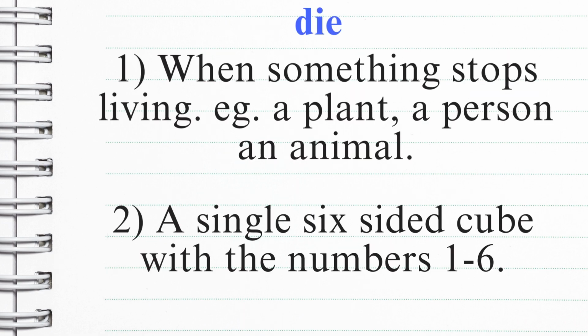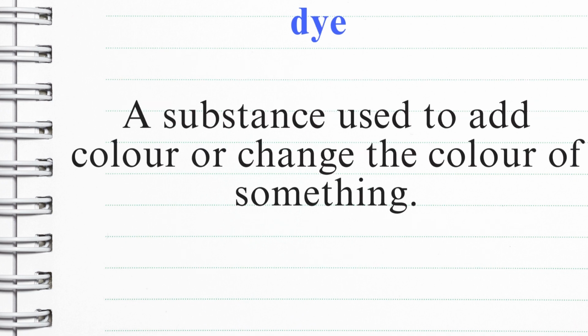So in summary, D-I-E, die, is when something stops living, for example, a plant, a person, an animal, or a single six-sided cube with the numbers 1 to 6. And D-Y-E, dye, is a substance used to add colour or change the colour of something.